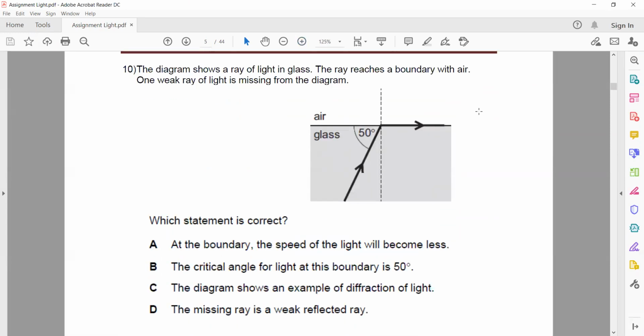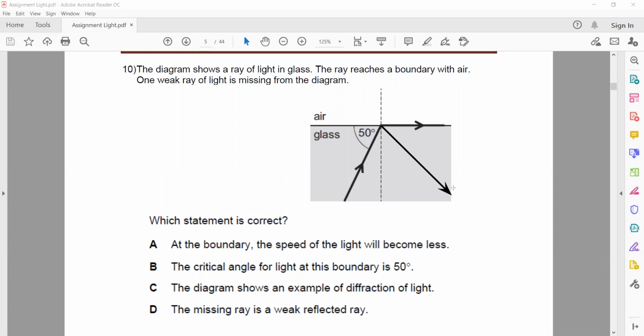The diagram shows a ray of light in a glass. The ray reaches a boundary with air. One weak ray of light is missing from the diagram. Which statement is correct? What they mean is that the weak one is the reflection, because partial reflection and partial refraction occur. They did not draw that. That's why they say one weak ray is missing.